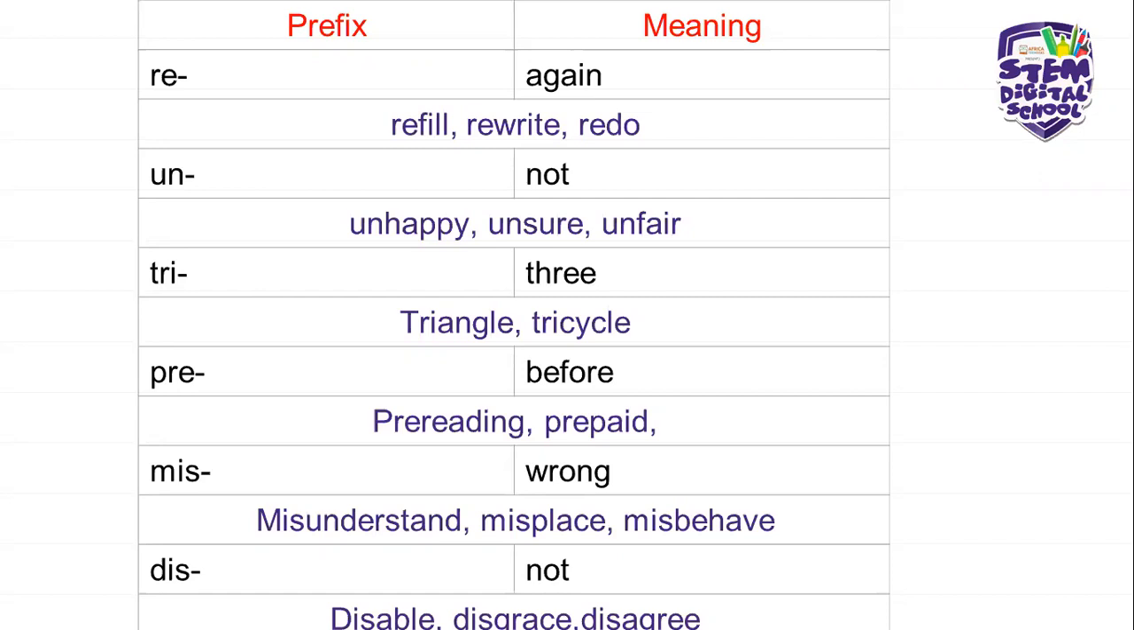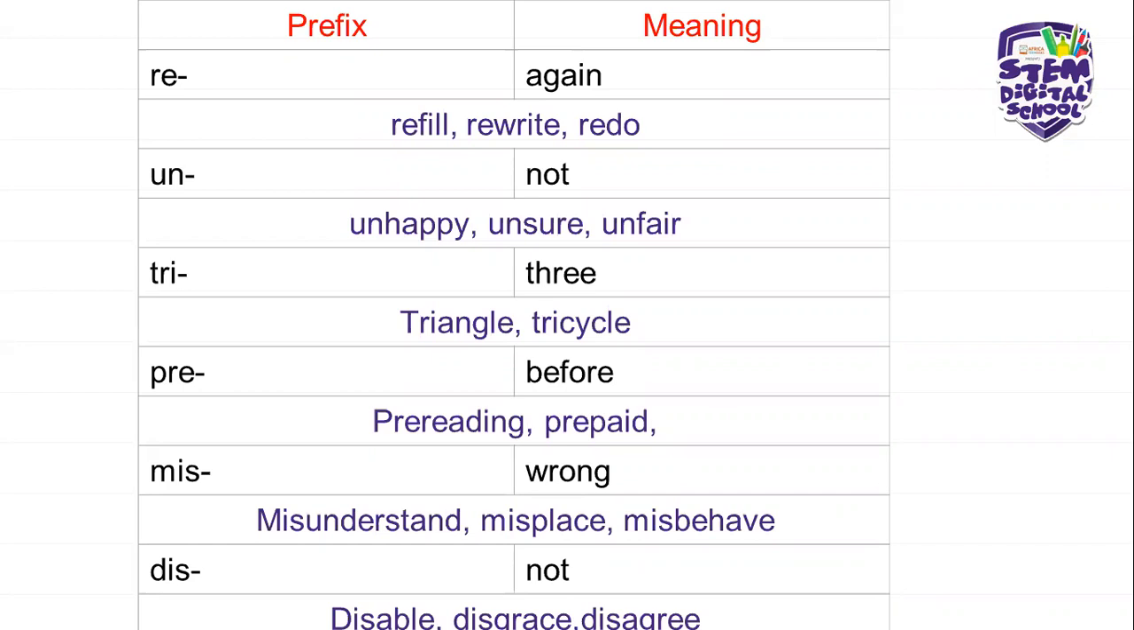Now the next one is pre, which means before, like pre-reading or prepaid. Now, if you take prepaid, it's something you pay before you use it, like a prepaid phone. Mis means wrong. If you put mis in front of a word, it means wrong, like misbehave or misplace or misunderstand. It's something that you do wrong. And the same with dis, it means not, like disable, disgrace, or disagree.